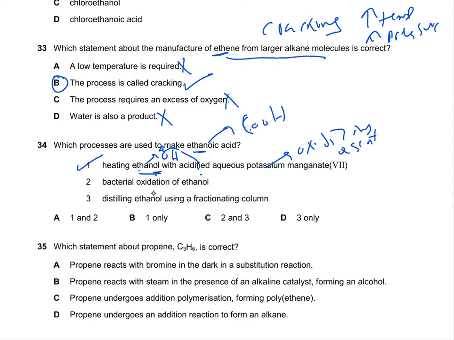Bacterial oxidation of ethanol. When I oxidize ethanol, I give it more oxygen. So it can become ethanoic acid because ethanoic acid has one more oxygen than ethanol. So yes, that's true too. Distilling ethanol using a fractional column. Of course, that's wrong. For ethanol to become an acid, it needs to take oxygen. When I do distillation, it doesn't take oxygen, so it doesn't form a carboxylic acid. So that's wrong. So it's 1 and 2. So the answer is A.